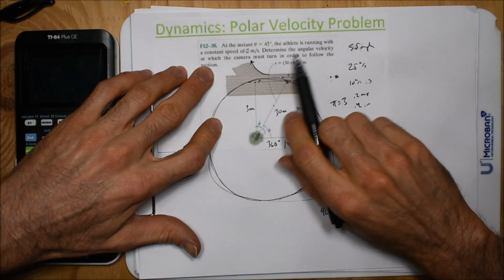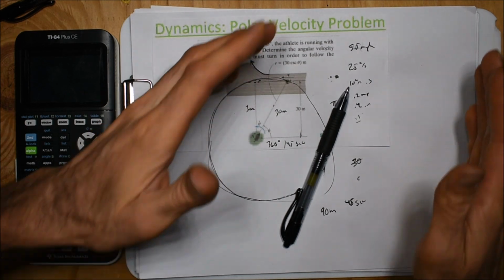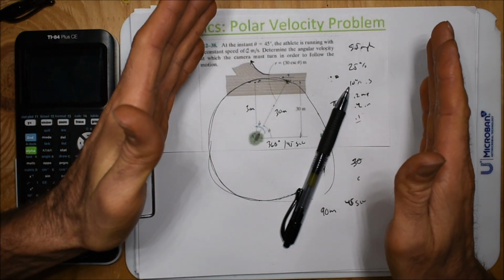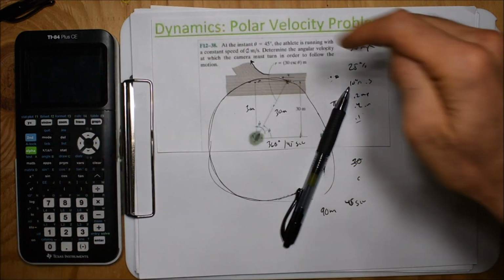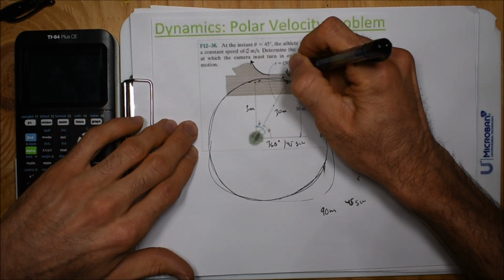Determine the angular velocity at which the camera must turn. Well, you know, you're going to turn real slow. You're going to do a 360. You're just going to stand there for 45 seconds, and by the time 45 seconds goes around, you're going to be just doing a circle. But this runner's not doing a track. It's just saying at this instant.